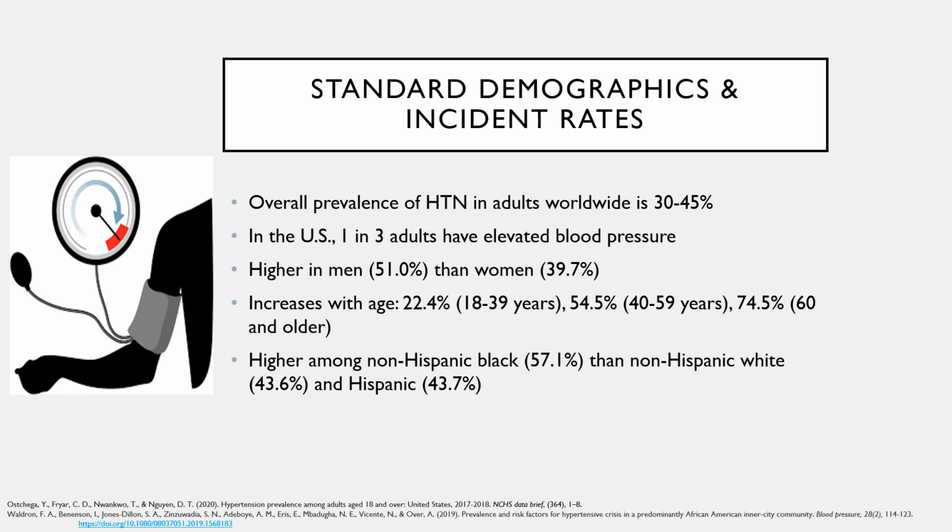In a second study done by Mistega and others, they looked at the prevalence rate of hypertension among adults aged 18 and older in the United States between 2017 and 2018. They found that hypertension was higher in men than women, it increases with age, and was higher in non-Hispanic blacks than in Hispanics and non-Hispanic whites. The specific percentages are provided on this slide.